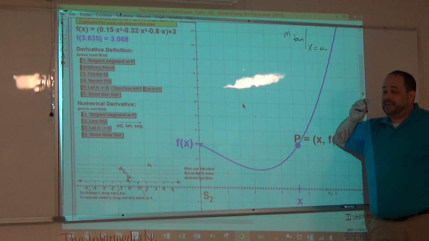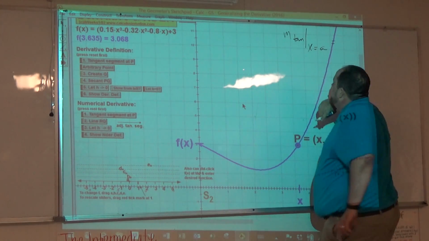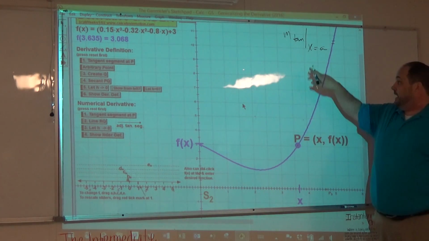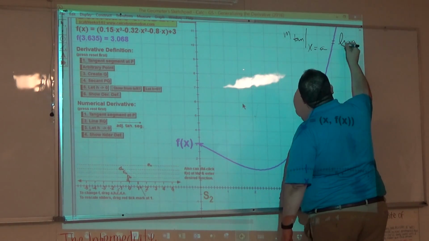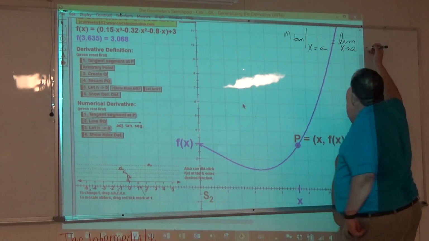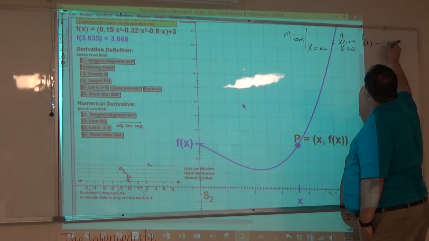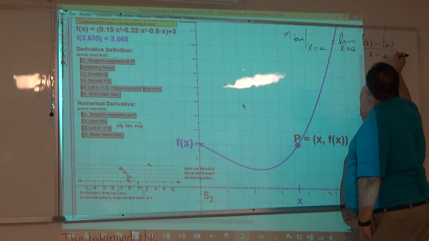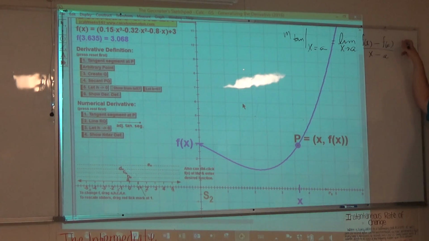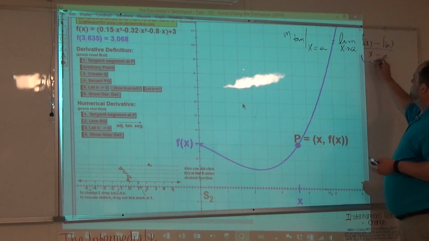It's got to be perfect. David, what is it going to be? m_tan. Yeah. It's the limit as x approaches a of f of x minus f of a over x minus a. Limit as x approaches a, f of x minus f of a over x minus a. Is everybody okay with this? You guys know this. You've seen this before.